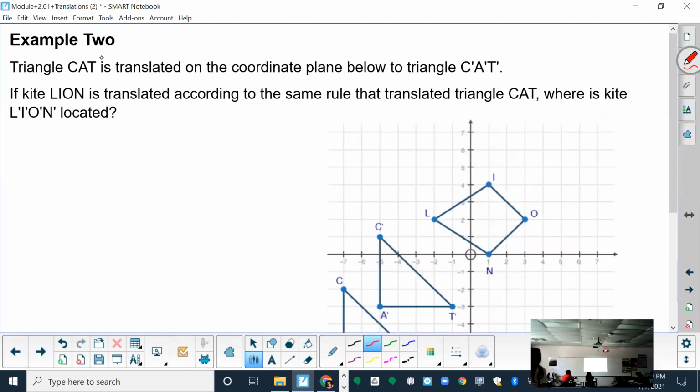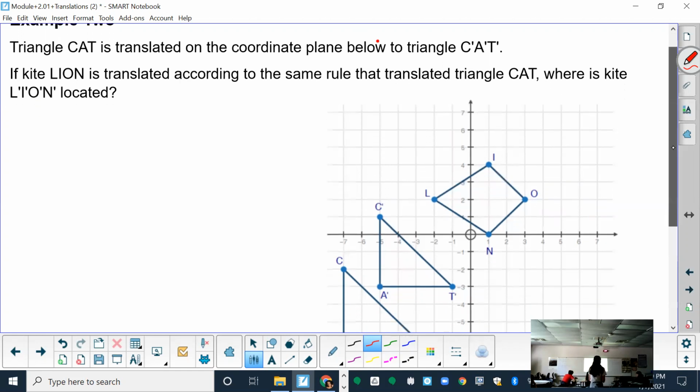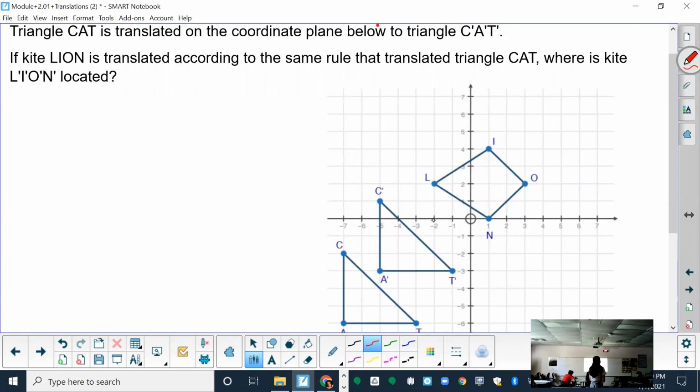All right, so we have triangle CAT translated on the coordinate plane to C prime, A prime, T prime. If we have the following shape, which is titled LION, and translated by the same rule, we need to draw where the new one would be. So first you need to figure out what the rule is for the first translation.